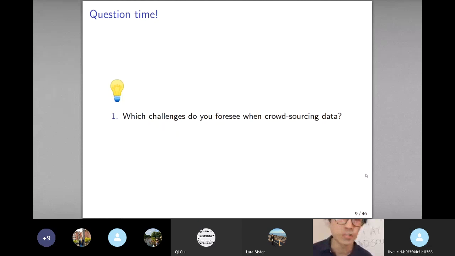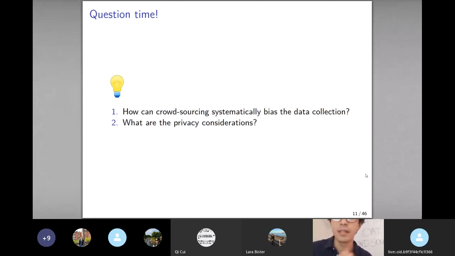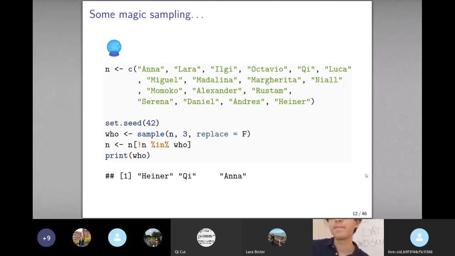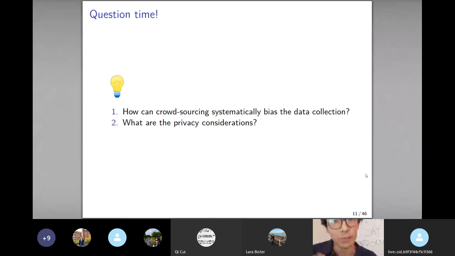And the second question, there was a mistake here. The second question is how can crowdsourcing bias the data collection? And what are some privacy considerations?